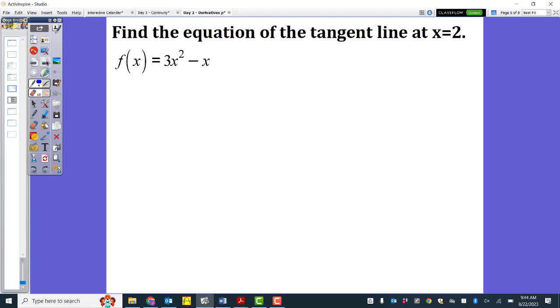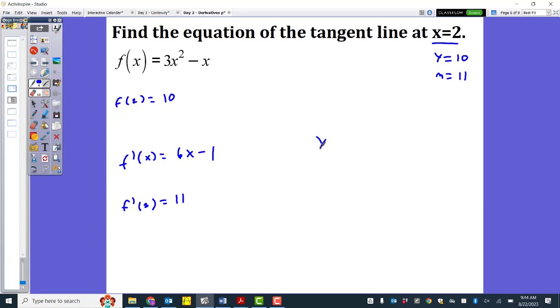We can also find the equation of the tangent line this way. Same rules apply. We need x, we need y, and we need slope. Our y we get by just plugging in 2. So f of 2 is going to be 3 times 4, which is 12, minus 2 is 10. And then our slope we can find by finding the derivative. So f prime of x is equal to 6x minus 1. We want the slope at x equals 2. So f prime of 2 is equal to 12 minus 1, which is 11. And so we have our x, y, and slope: y minus 10 equals 11 times x minus 2.